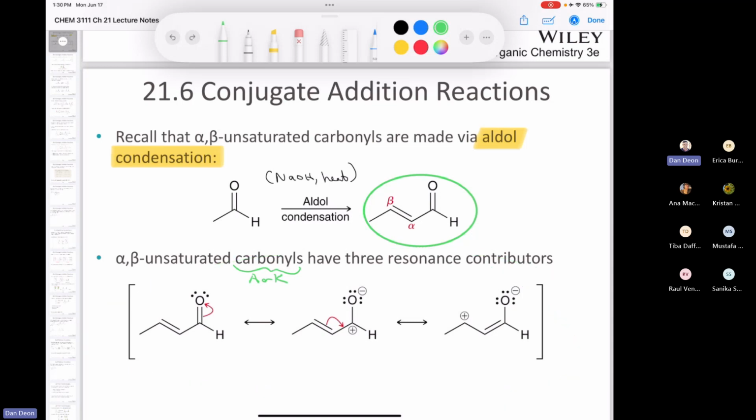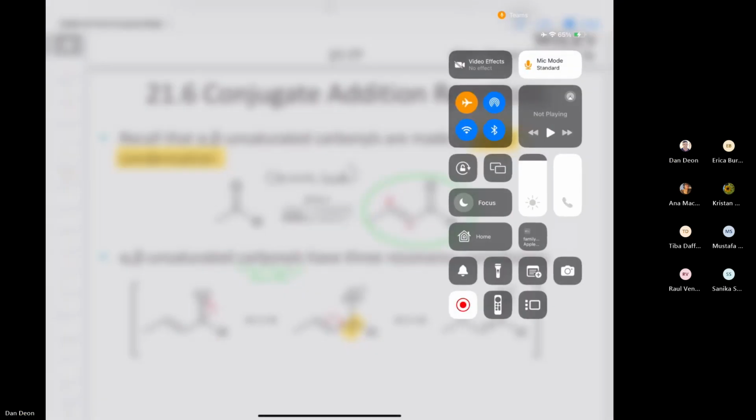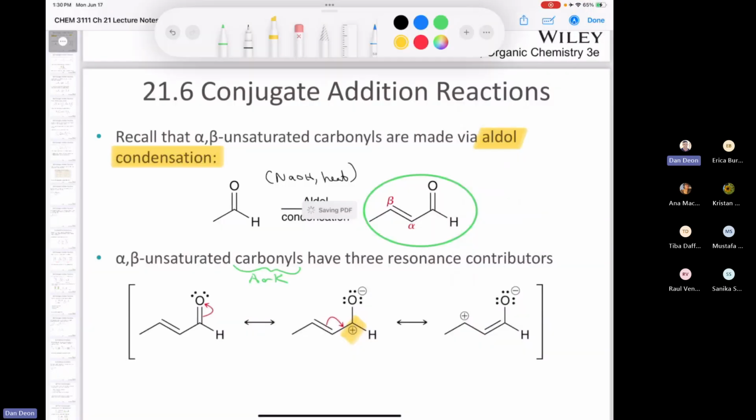Okay, I know all of you are very capable of it. But if you look at these 3 resonance contributors, what do you notice? What they want you to notice is that in the first one, you see how the carbonyl carbon is electrophilic.